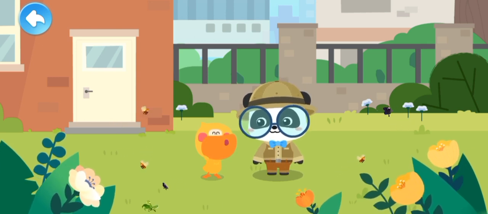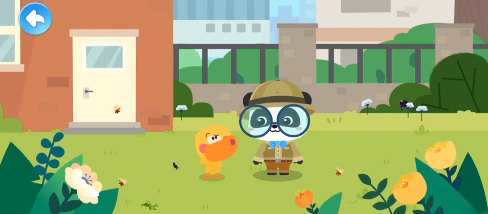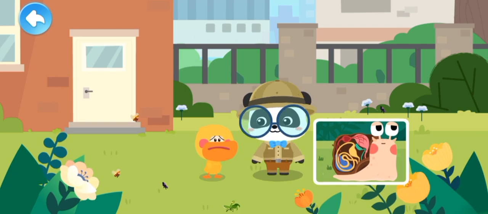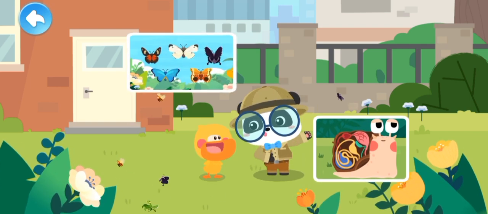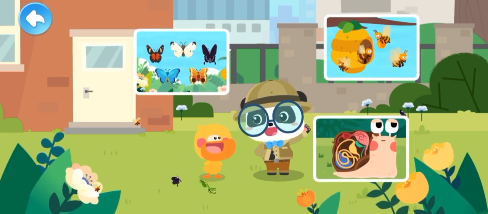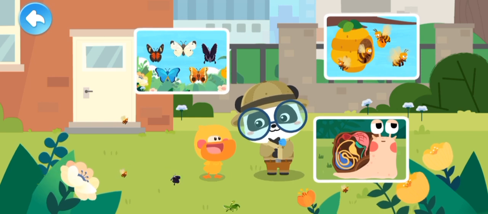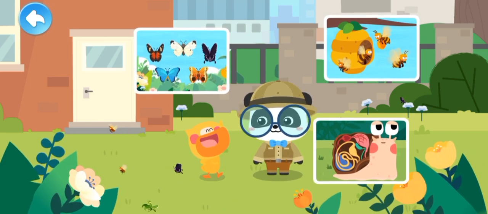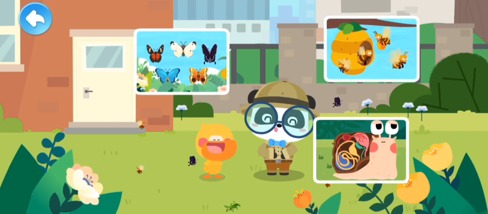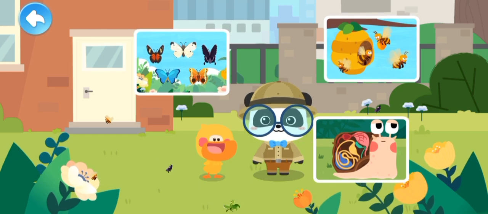It's so amazing! There are more fun facts about them. Do you know what's in the shell of a snail? Oh! What is special about butterfly wings? How does a bee build a beehive? Quacky, do you want to know? Yes! These little animals are full of secrets! Kids, let's discover the secrets of these little animals. Let's go!